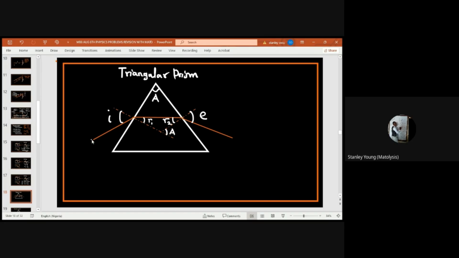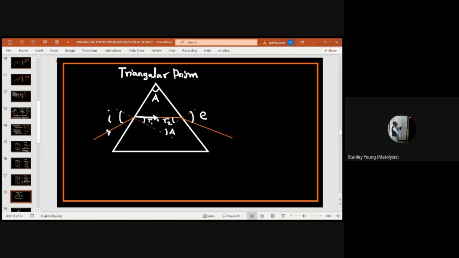So here we have the incidence. I'm going to place an arrow there to indicate incidence. When it gets here, we draw a normal. This line here is the normal. So this angle here becomes the angle of incidence. Then refraction will happen, and that makes this angle here the angle of refraction.